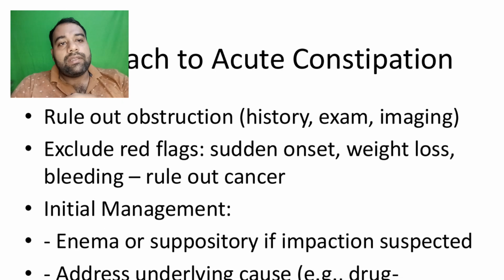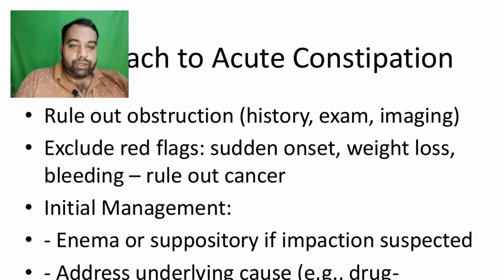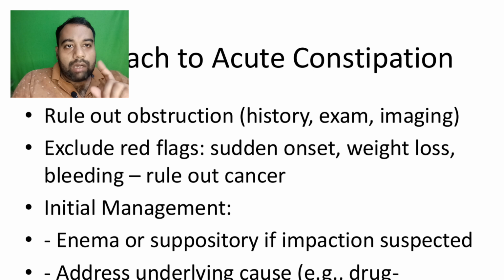Now let's try to understand the approach to acute constipation. Here, first of all, what we need to do is rule out obstruction. This is the first thing. To rule out the obstruction in case of acute constipation, we need to take the history of whether there is vomiting, nausea, obstipation, right? And in the examination, you must check whether the bowel sound is there or not. Most of the time the patient will show a distended abdomen, right?